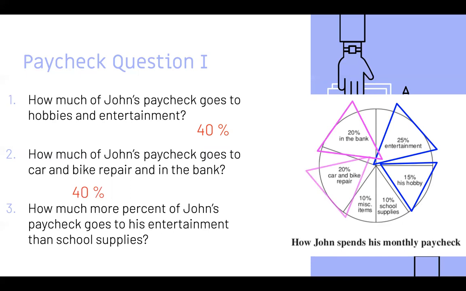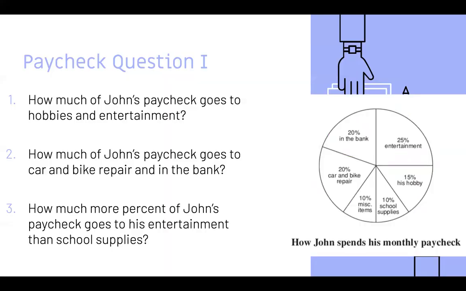We can see those two triangles there. And how much more percent of John's paycheck goes to his entertainment and school supplies? Well, entertainment is 25, school supplies is 10. So 25 minus 10 is 15. And we can see those two triangles right there.